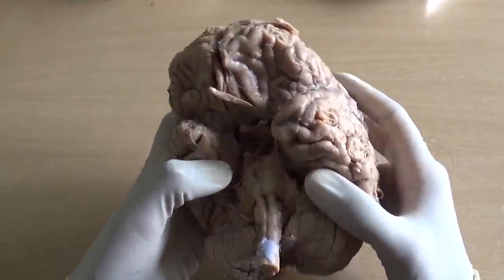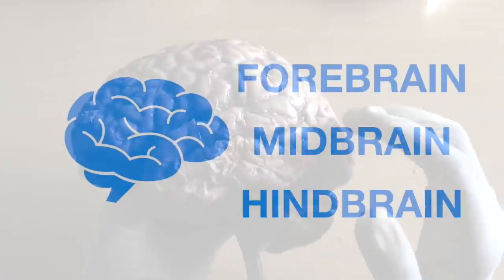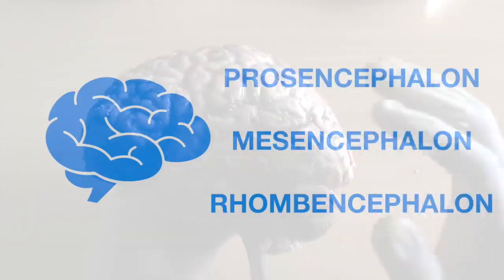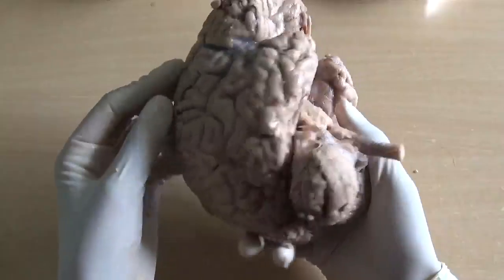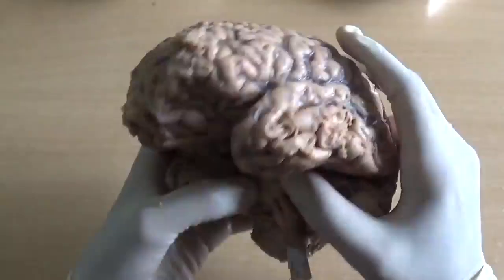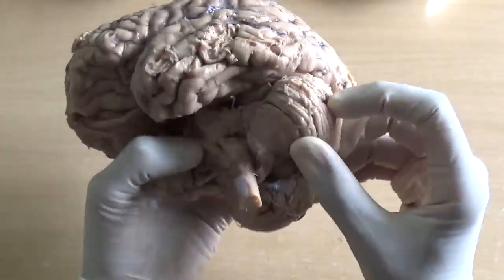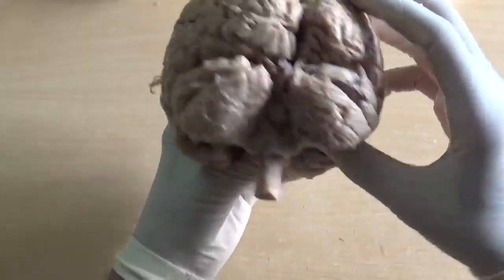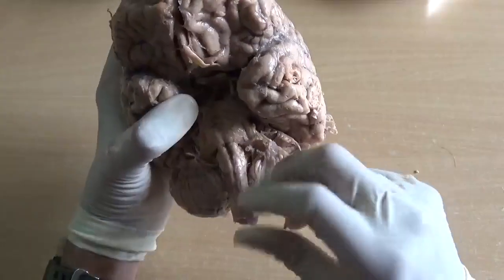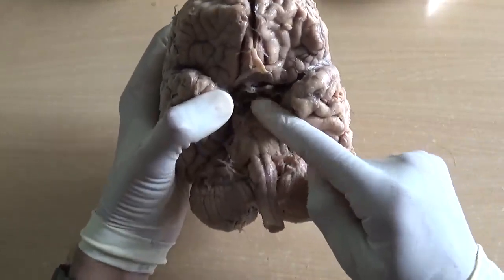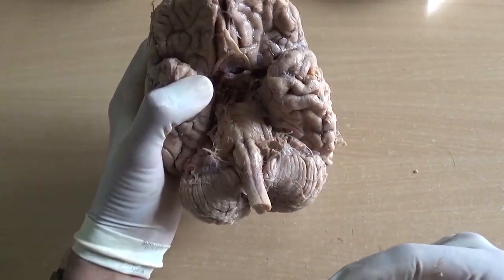Now let's overview the parts of the brain. Developmentally, it is divided into forebrain, midbrain and hindbrain, or we can say prosencephalon, mesencephalon and rhombencephalon. So overall, if we see, it has the cerebrum. See, this is the cerebrum, posterior-inferiorly the cerebellum, see this, and here is the brainstem, okay, midbrain, pons and medulla. This medulla is continuous with the spinal cord.